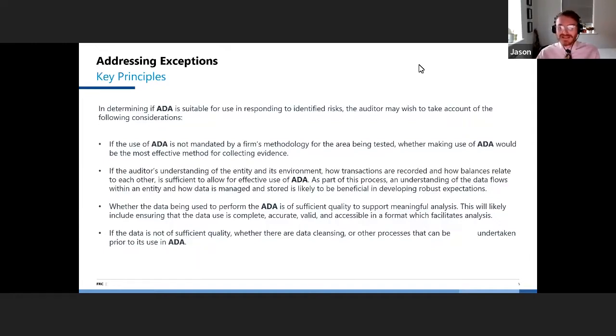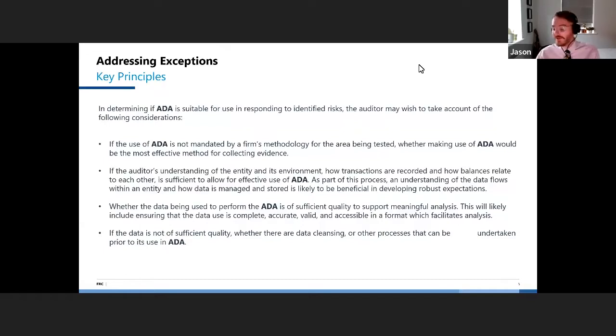But you've got to really understand how that population links into the rest of the financial statements, how it works in different ways, and how your own understanding as an auditor can help you develop robust expectations that analytics can help you with testing.